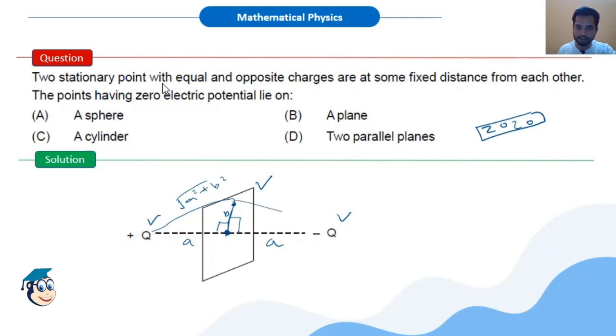Similarly, this distance is also equal to under root A square plus B square. Again, any point in this plane will have the same distance from charge Q and minus Q. So all the points in this plane will have zero potential. So the answer is B. This was a very easy, intuitive question. You can easily solve this question.